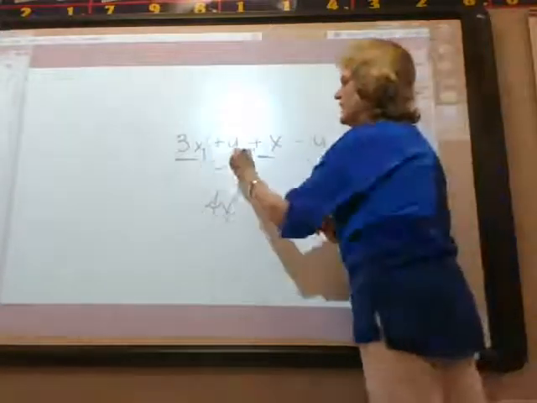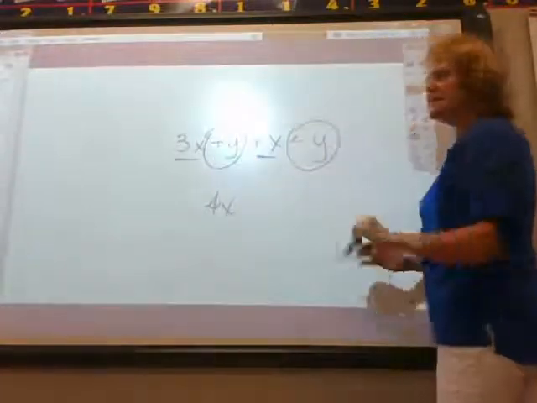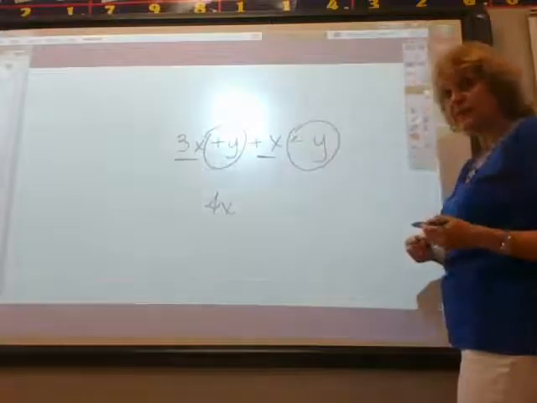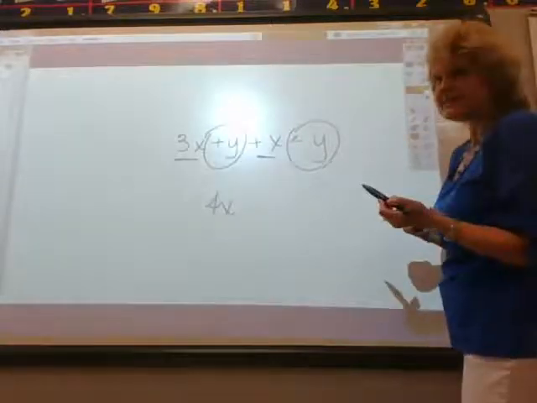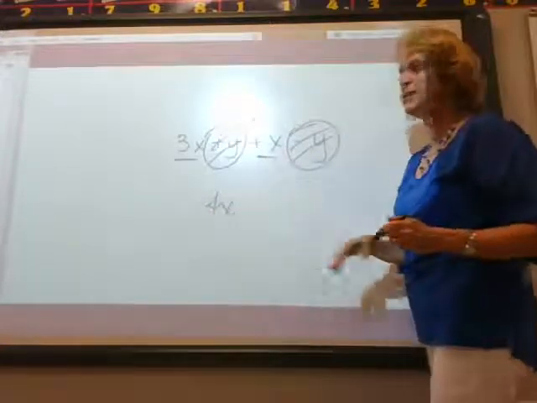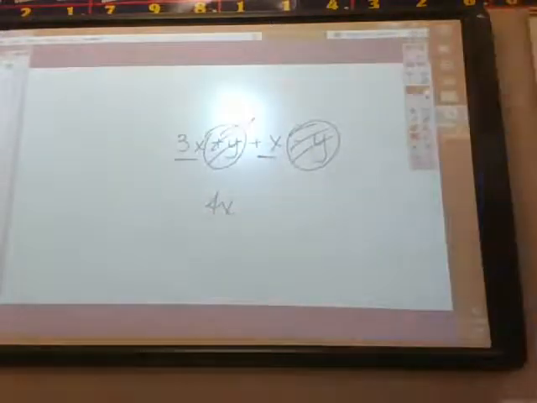Now, we also have a y and then a minus y. Well, what happens to those? If you have a y and I take 1 away, how many do you have? No y's. So, combining like terms with this problem, you would get 4x as your final answer.